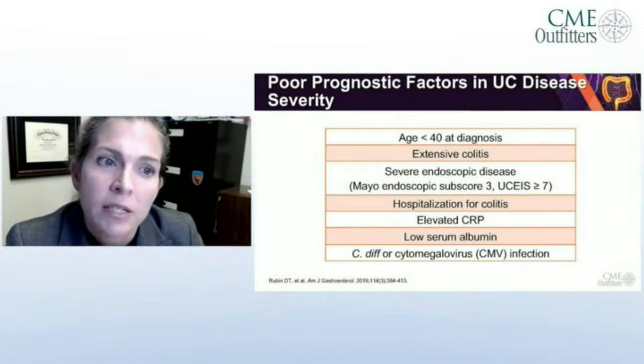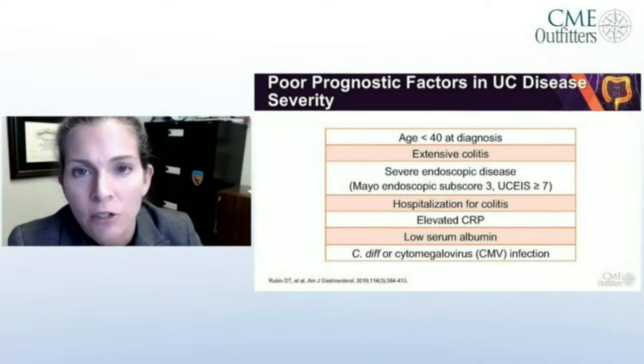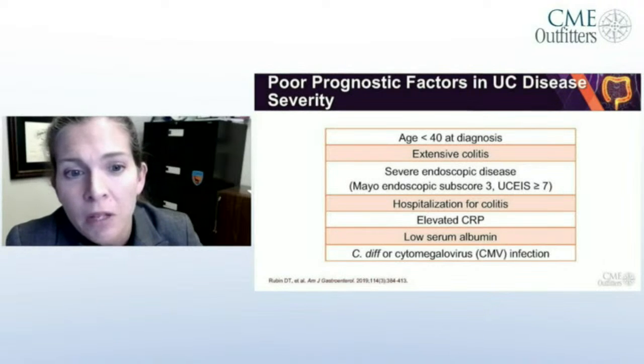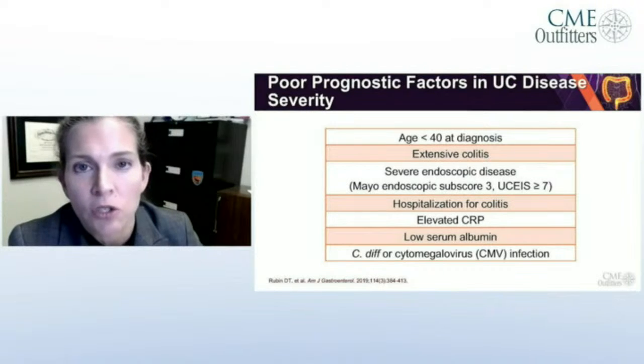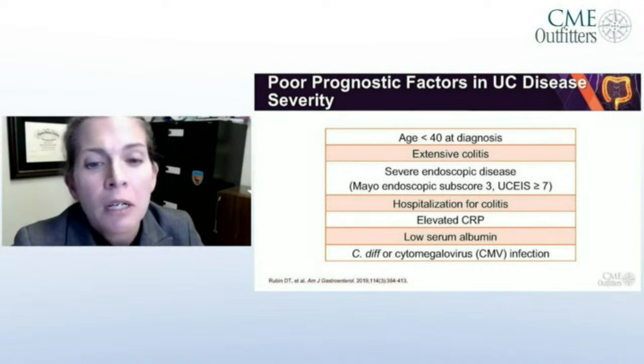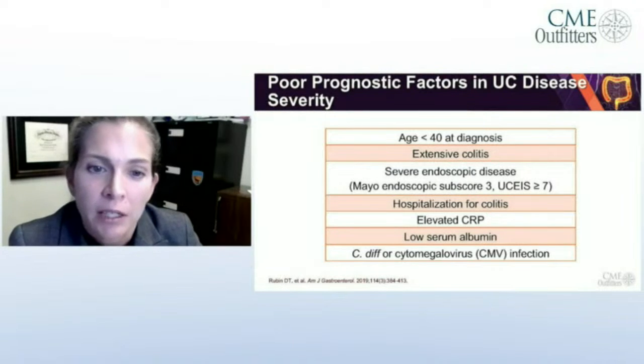We also really want to consider prognostic factors in ulcerative colitis. These factors are actually linked to a patient's risk of undergoing a colectomy. So these are the patients we need to be most worried about, and these are the patients that we need to be potentially more aggressive in terms of their management up front. The more of these factors a patient has, the much higher the risk for having a colectomy.